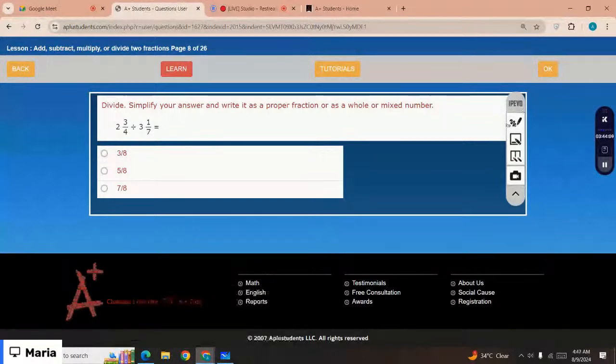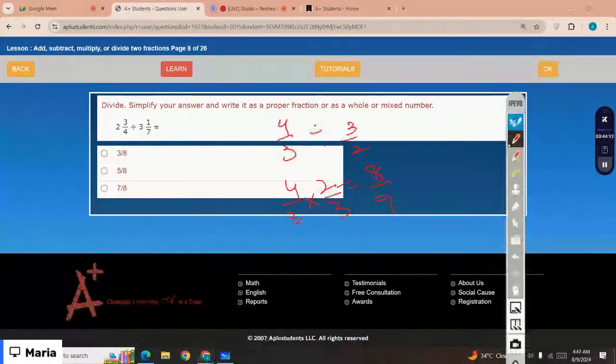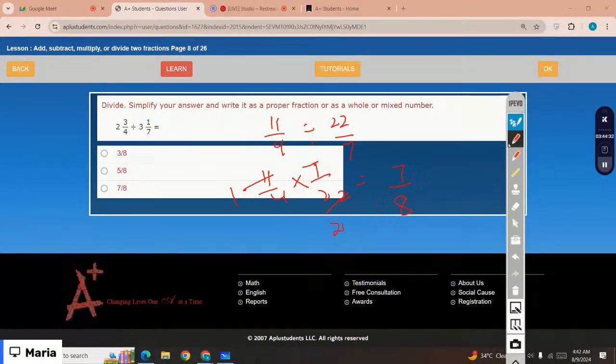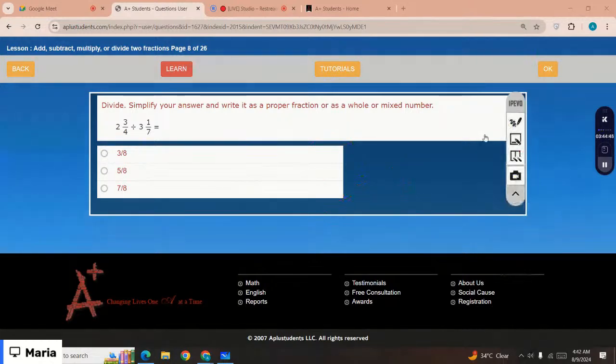Okay, that is 4 times 2 is 8 and 11 over 4. 7 times 3 is 21 and 22 over 7. Let's replace the division sign with multiplication: 11 times 2. So that is 7 over 8. So the correct option is 7 over 8. Okay, you can complete the lesson by yourself later.